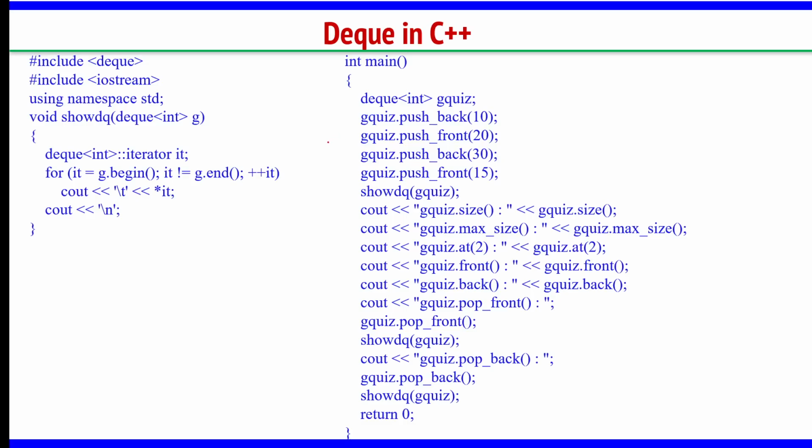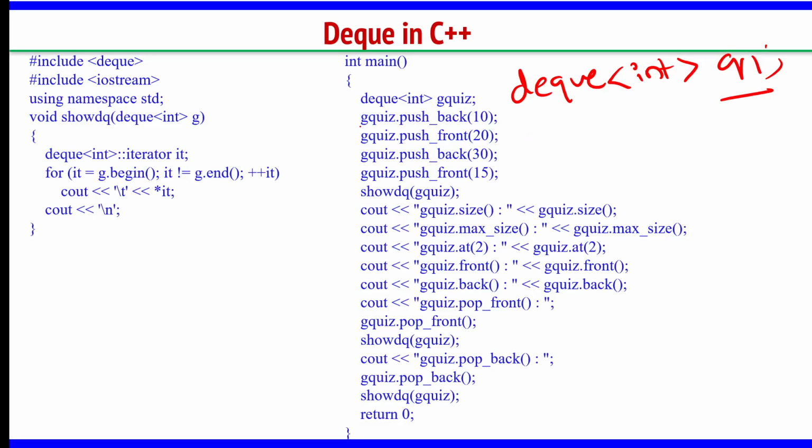With this example program, we will try to understand how this Deque works. See here, Deque int gquiz. I am having one variable here, gquiz. This is how to declare a Deque, a double ended queue, of int with a variable name, something like this. Now, since it is a double ended queue, you can insert and delete at both the ends.